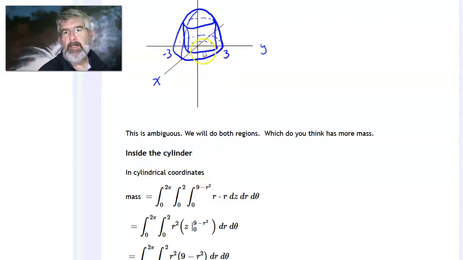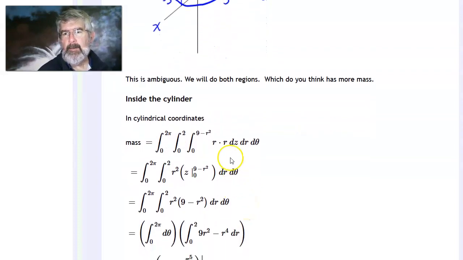And then the whole thing is circular. Theta is going from 0 to 2 pi all the way around, and for each one of those, r goes from 0 out to 2. Right? So it looks like that. I can do that inside integral with respect to z.